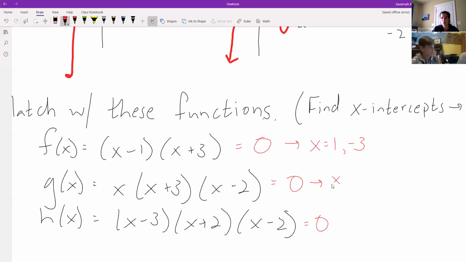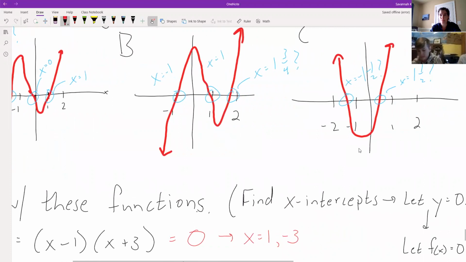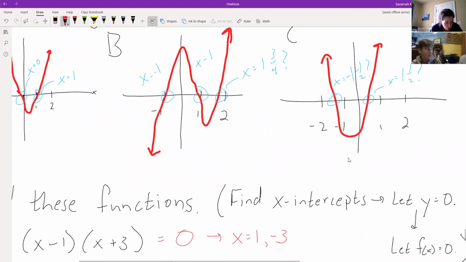The g of x, that would give me 0, -3, or +2, if I set each of these terms equal to 0. And then here, it would give me +3, -2, +2. So off of this, if f of x has two x-intercepts and they are 1 and -3, oh, you know what? That is so sneaky. Now that I'm squinting down at my book, I notice they have pulled a fast one.